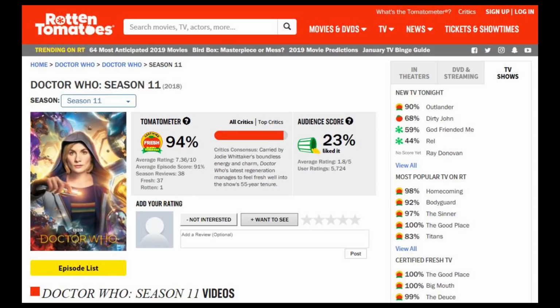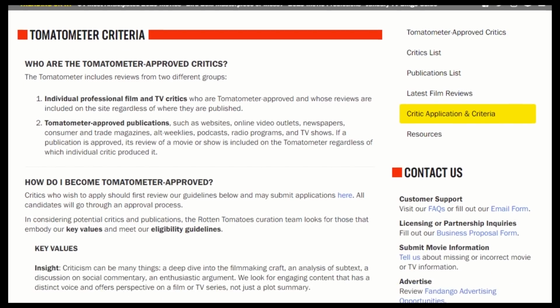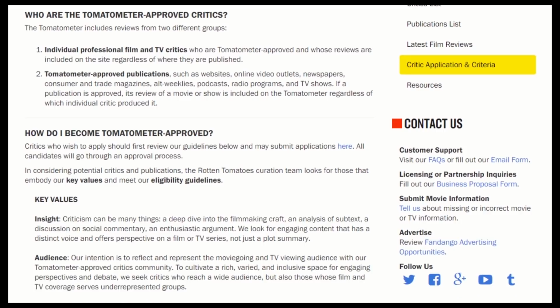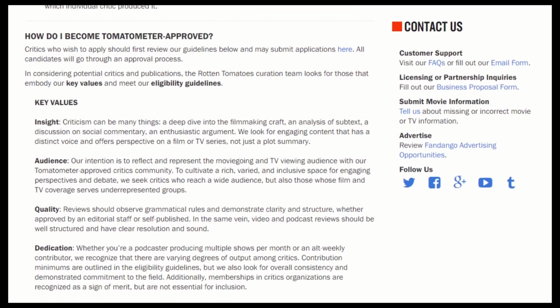Now, keep in mind here that the scores don't include just anyone who calls himself a critic. It's not just anybody that has a movie blog or has written reviews. You actually have to meet a series of criteria set by Rotten Tomatoes in order to become an approved tomatometer critic. And some of those criteria are, I think you have to have at least 2 years experience of being a movie critic and lots of people reading your reviews.